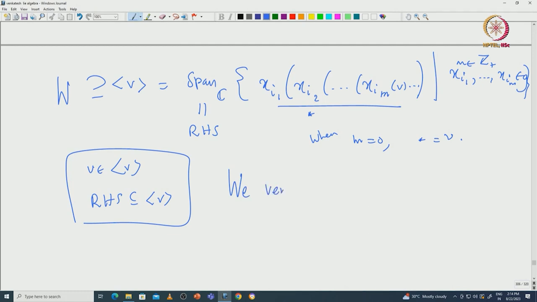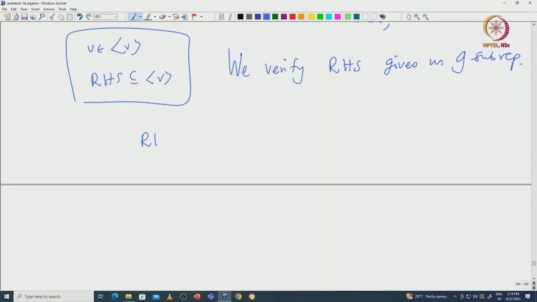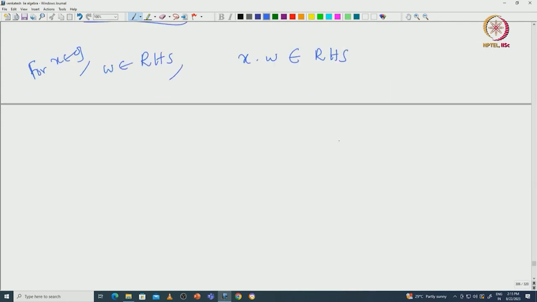We verify the right hand side gives us a G sub-representation. Okay, so you start with this right hand side, take some w in this, and then for any x in G, what we need to verify? We need to verify x dot w should be in this right hand side. But what is w? So w will be some combination of this x_i1 acted on x_im of v, where this i1 etcetera im will vary. So it is just a finite sum.